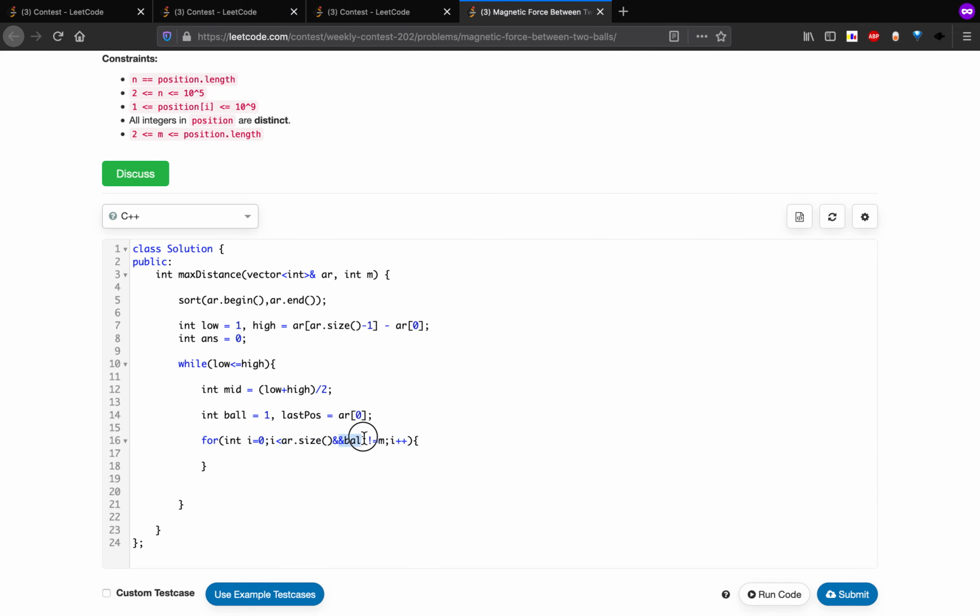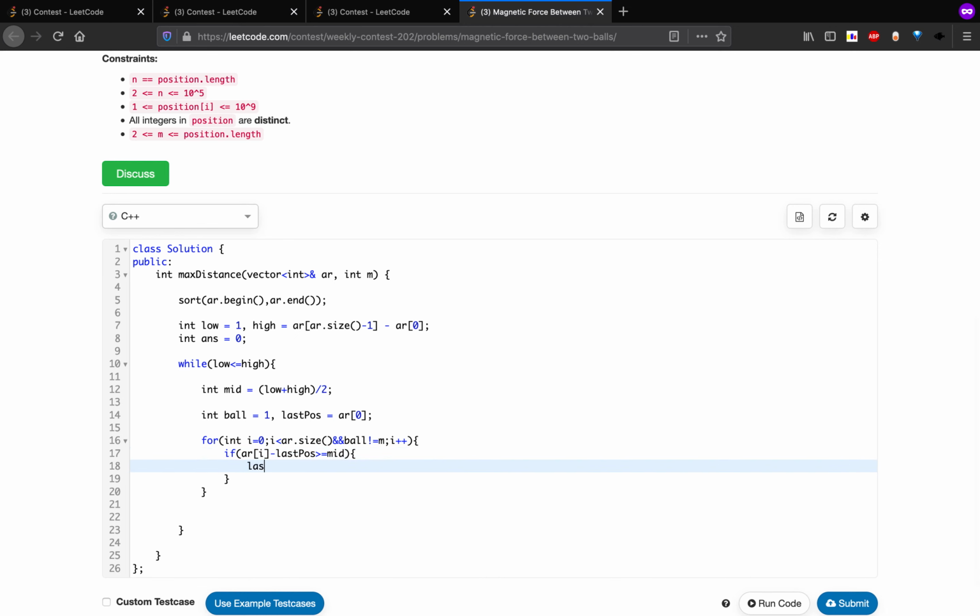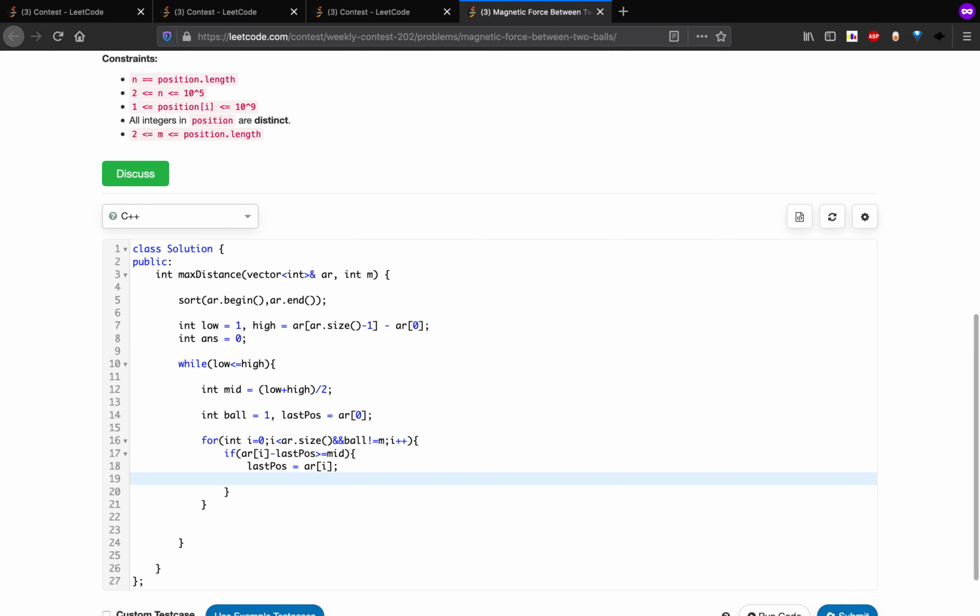It's just a normal optimization. You can just say that if the ball count is greater than or equal to m, then we have to check for a better answer from mid plus 1 to high. So if I am at the current position i, and i minus my last position is greater than or equal to mid, in that case I put the ball at this position ar i, and I just increase the ball count.